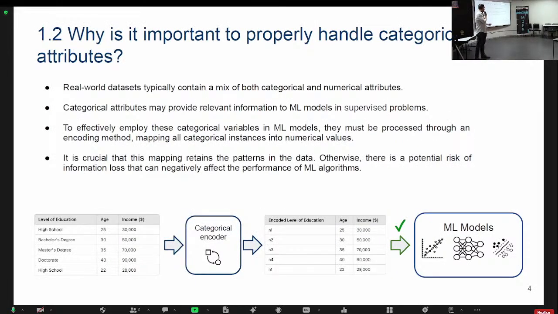So why is it important to properly handle categorical attributes? As I mentioned before, real-world data sets typically contain a mix of both categorical attributes and numerical variables, right? And we cannot just omit or delete these kinds of attributes because they may provide relevant information to the machine learning algorithms. So to effectively employ these categorical variables in machine learning models, we have to process them through an encoding method, which essentially means that we have to convert the categorical instances into a number, right? To map a categorical value into a number. And here it is crucial that this mapping retains the underlying pattern in the data, right? Because otherwise there could be a loss of information that could negatively affect the performance of some machine learning algorithms.